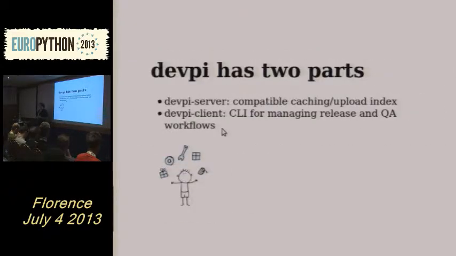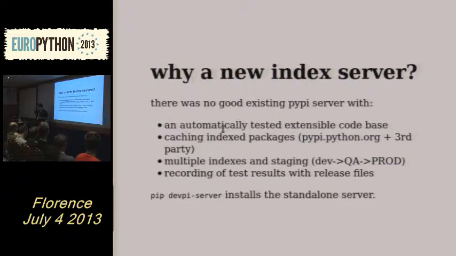devpi basically has two parts. It has a server part, which is a caching server I'm going to discuss in a second, and it has a client-side part, which you can install on your laptop and use client workflow commands, which we're going to look into. Now, why a new index server?